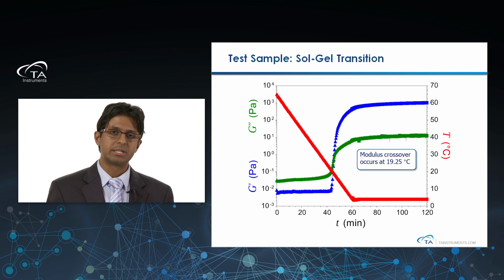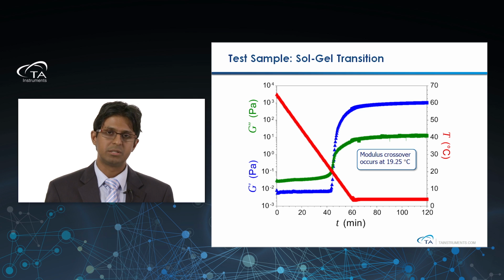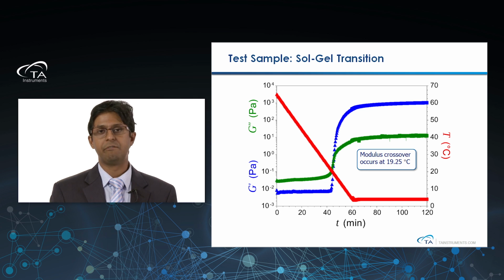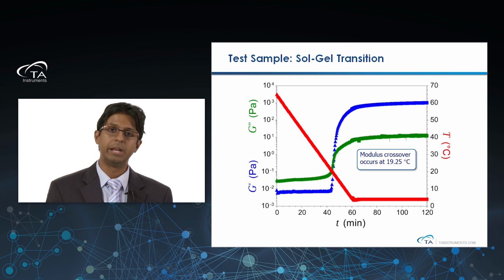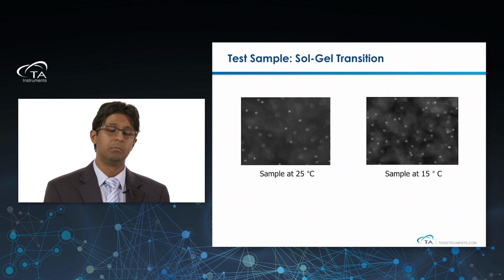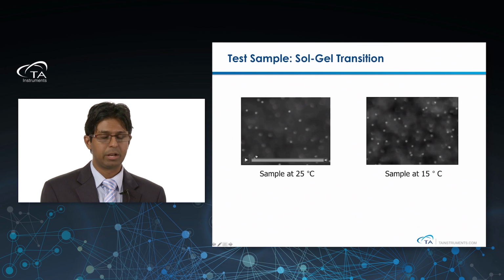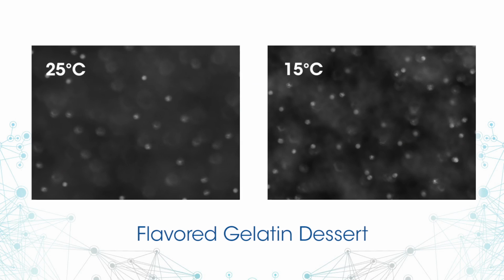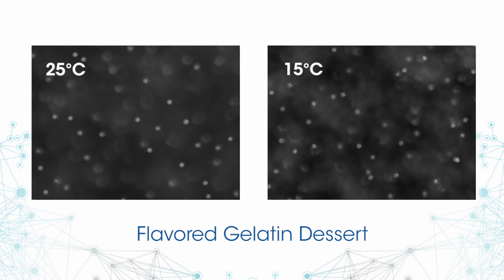And then as we cool the sample down at about 20 degrees C, we see a crossover between the storage and loss modulus. And then from that point on, the storage modulus is much higher, indicating the sample is more or less gelled. And we can look at the individual videos. If we look at the video at 25 degrees Celsius, we see that the sample moves a little bit, not much, but we still are able to see some local movement of the individual particles, whereas at 15 degrees C, they're more or less immobilized, confirming that the sample has gelled.